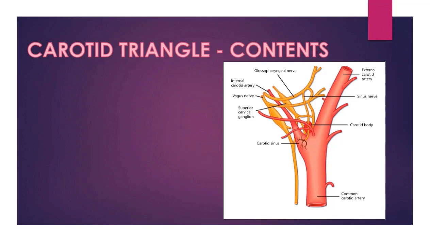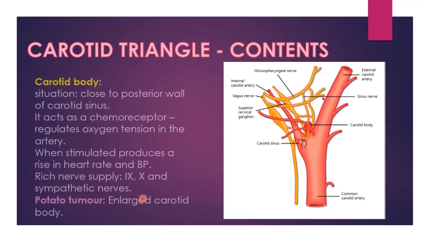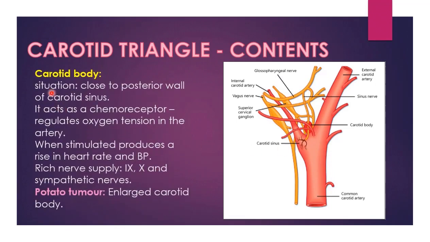Next structure is the carotid body, which you are able to see. This is actually a chemoreceptor, which maintains the oxygen tension. It is present at the commencement of the internal carotid artery behind the carotid sinus, posterior to the carotid sinus. It acts as a chemoreceptor for oxygen tension in the blood.